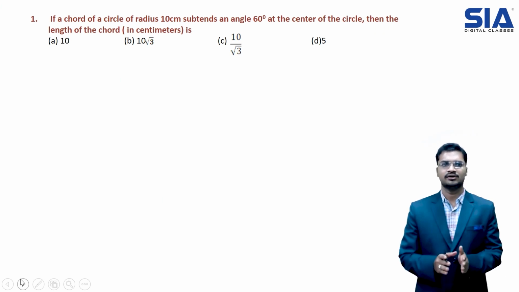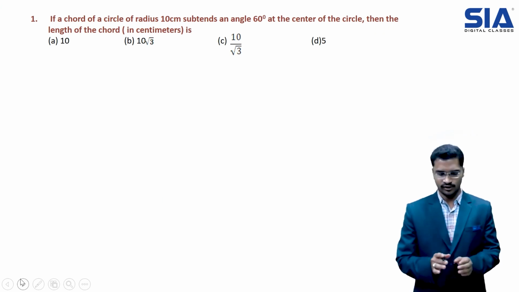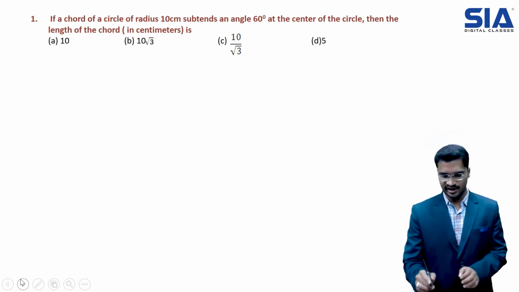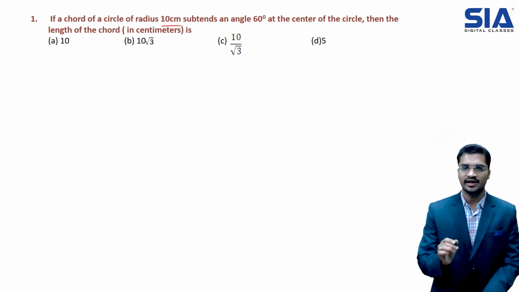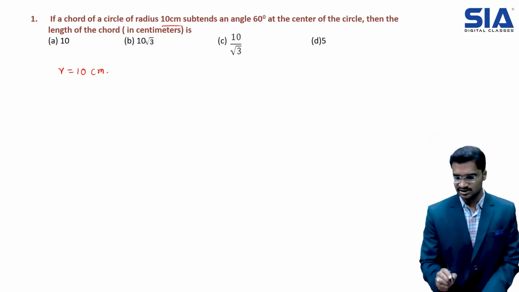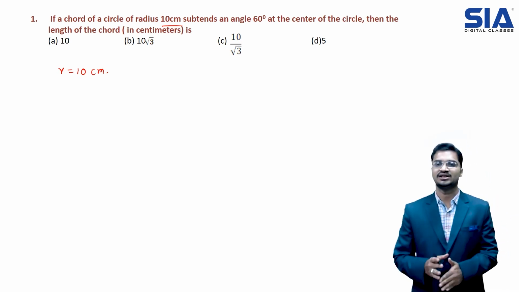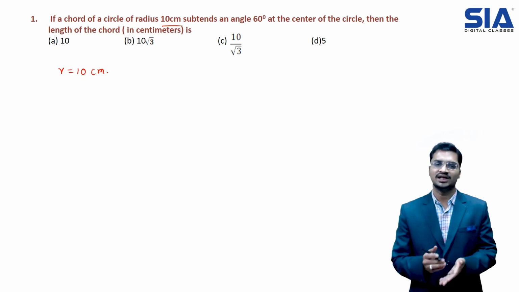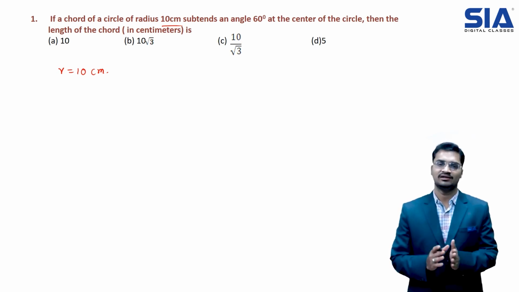If a chord of a circle of radius 10 centimeters subtends an angle of 60 degrees at the center of the circle, then what is the length of the chord? Here the radius of the circle is 10 centimeters. So we have to find the length of this chord.